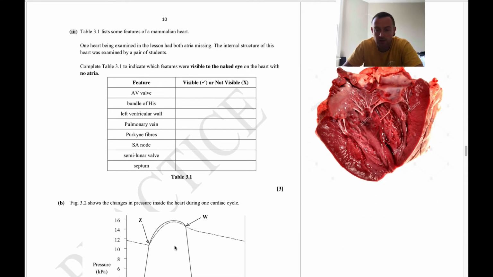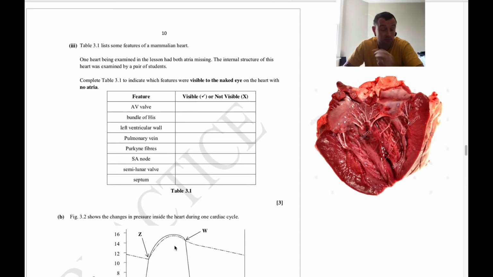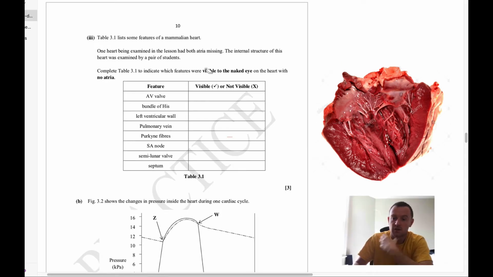Okay, scrolling down. Right, here I've dropped in a photo of a heart dissection. Apologies for the slightly graphic picture. But we need to recognize what they're asking us here. So this question says, we've got a mammalian heart, the internal structure of the heart was examined, and then it says the atria were removed. So what would that look like? If we were to remove the atria, we would be cutting through this region up there. Now, I've looked at the mark scheme here.